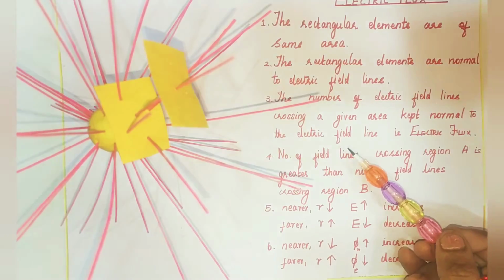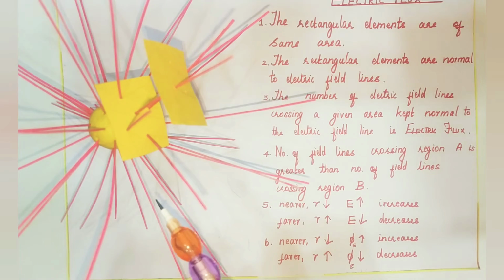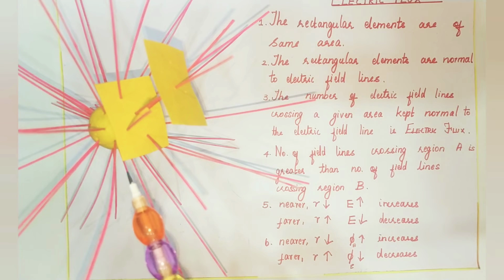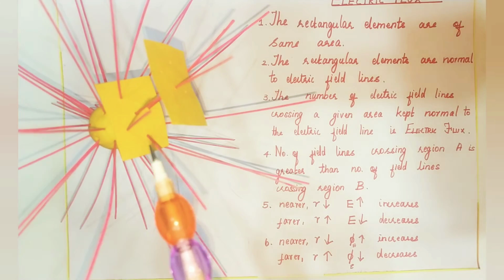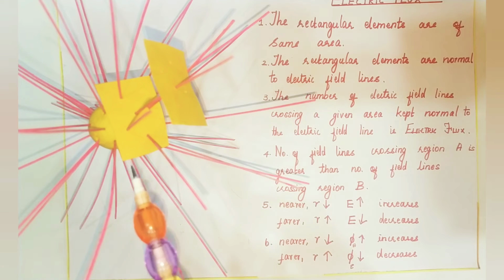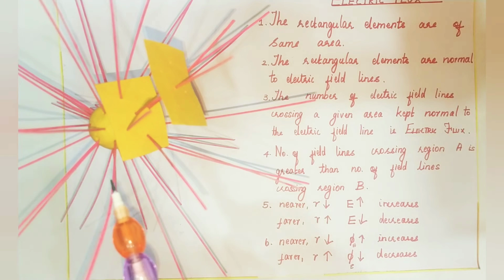At this point, we can define electric flux as the number of electric field lines crossing a given area kept normal to the electric field. That is, the measure of electric field through a given surface is the electric flux. Now, let me count the number of field lines crossing the two elements A and B. I take the element nearer to the charge as A, and the element farther away as B. And now I am going to count the number of field lines passing these two rectangular area elements.